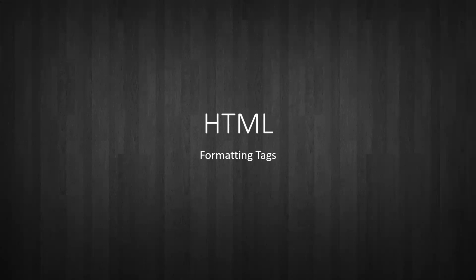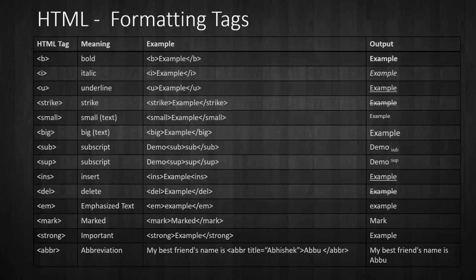So in today's class, we are going to discuss formatting tags. What formatting tags are available in HTML and how to format our text, we will discuss in our session. We have various formatting tags which are used to format our web page content, like bold, italic, underline. And if you want to show the text a little bigger, smaller, all these things are there. Let's discuss all these formatting tags with one example.